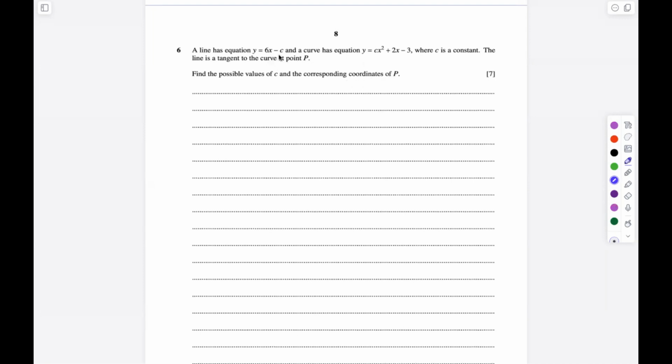Now, whenever we have an unknown constant and there's a quadratic equation, that means we'll have to use the b squared minus 4ac, the discriminant, and as it is a tangent, there's only one point of intersection, so that will be equal to 0. Now, equating the two equations, the equation of the curve is cx squared plus 2x minus 3. We will equate it to the equation of the line, which is 6x minus c.